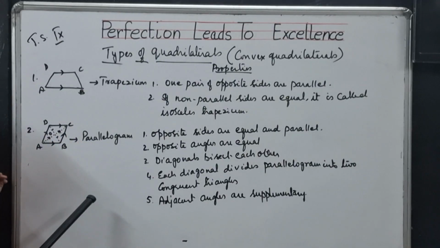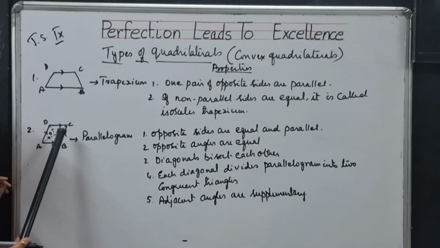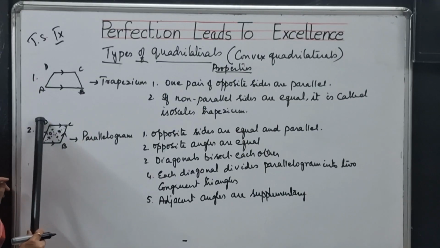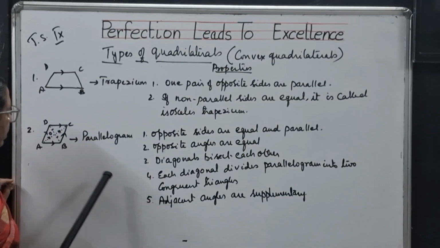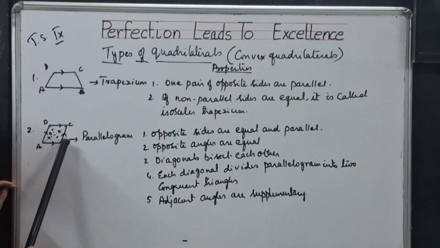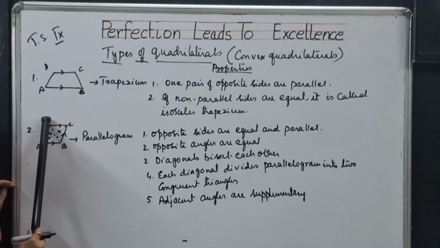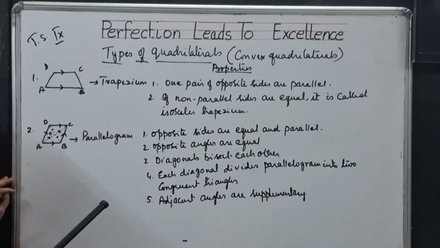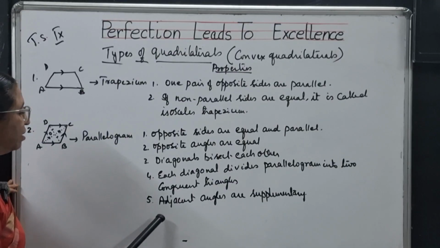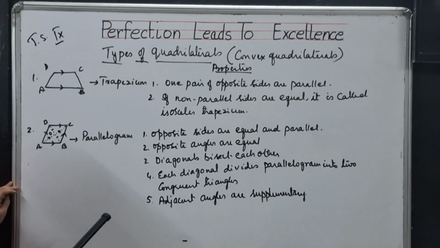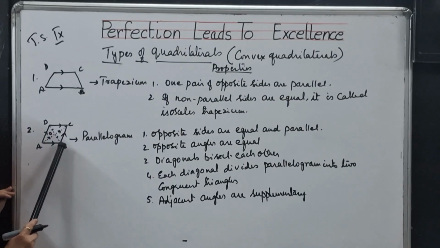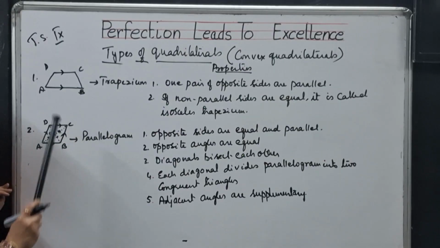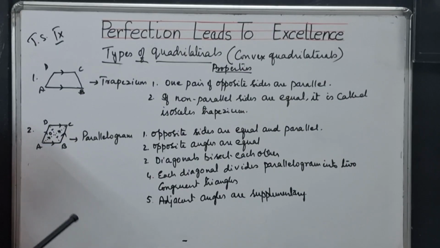Each diagonal divides the parallelogram into congruent triangles. If AC is dividing it, it gives triangle ABC and triangle ADC. These two triangles are congruent. Or if BD is dividing this, it gives triangle ABD and triangle BDC. Both are congruent triangles. So each diagonal divides the parallelogram into two congruent triangles, and adjacent angles are supplementary. Supplementary means their sum is 180. Angle A plus angle B is 180. Angle B plus angle C is 180. Angle C plus angle D is 180, or angle D plus angle A is 180.